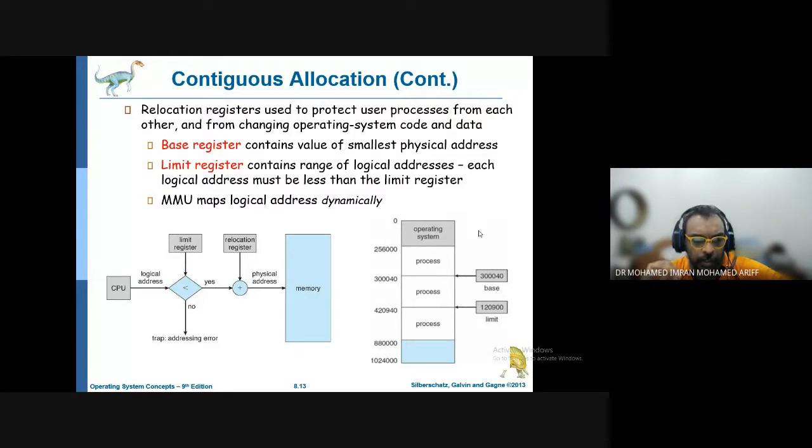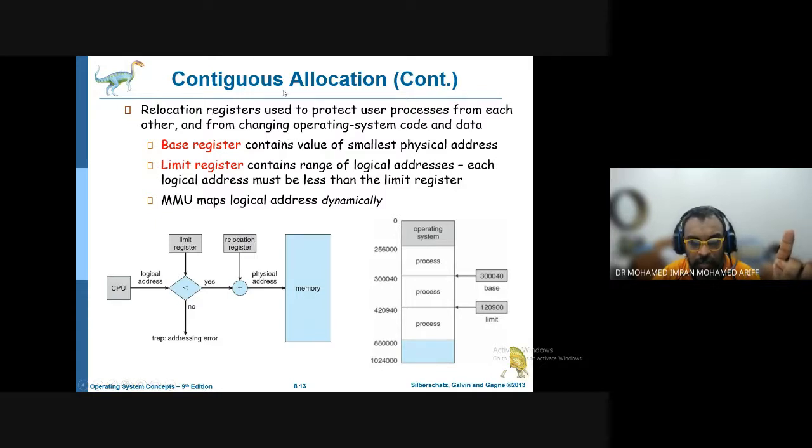You have your CPU on the left-hand side, your limit register and your base register, and your memory here. The base register contains the smallest value in the physical address, which is this one. The limit register contains the range of the addresses, that means the size of this. The size of these limit registers is always the same if we are using contiguous allocation.